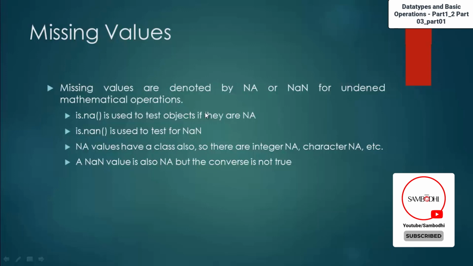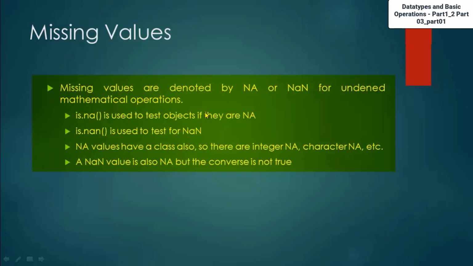Now, here in R programming, missing values are denoted by NA or NaN, which means not a number, for undefined mathematical operations. There is a function called is.na which can be used to test objects if they are NA, which means the values are missing. And the same thing for is.nan. NA values also have a class, so there can be integer NA, character NA, etc. A NaN value is also NA, but the converse is not true, which means a NaN value can be NA, but NA might not possibly be NaN.